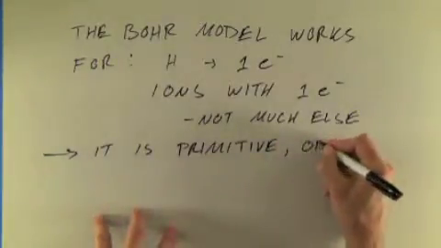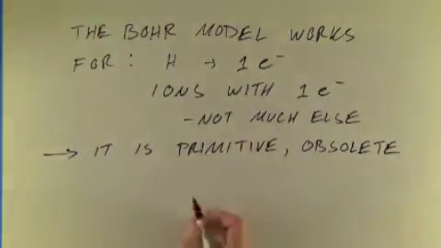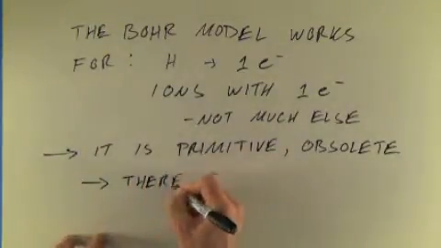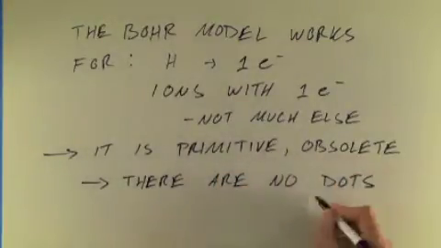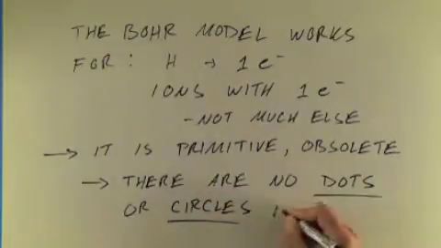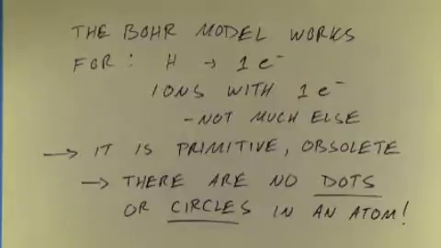It's a primitive model. It's obsolete. It's an antique. Unfortunately, its image persists in popular culture, and unfortunately in textbooks also. There are no dots, there are no circles in atoms. Those are primitive conceptions, and they've been primitive since the 1930s, when they were replaced.